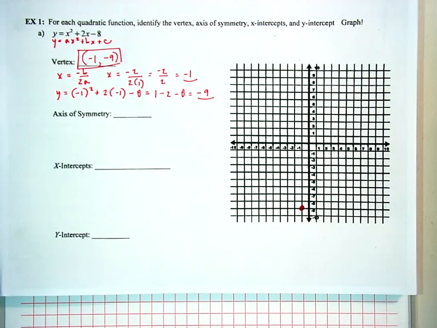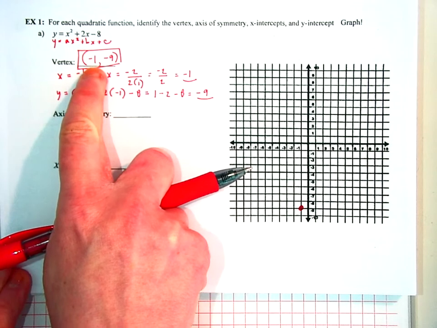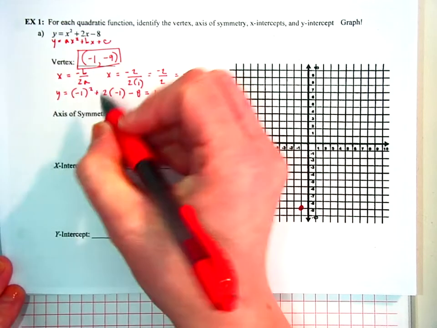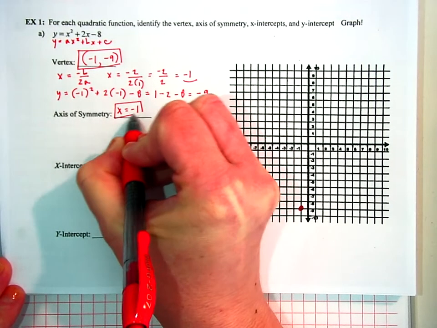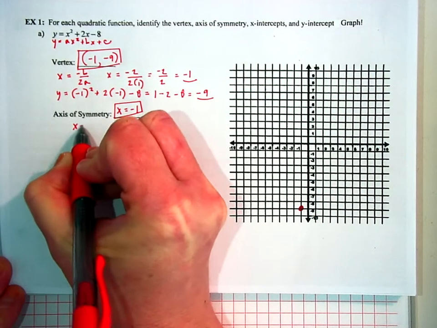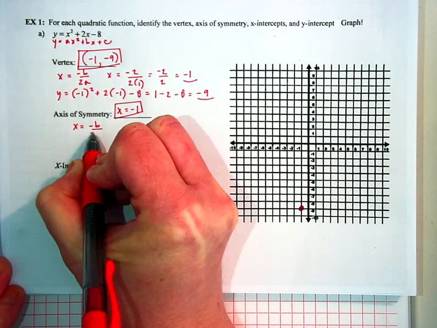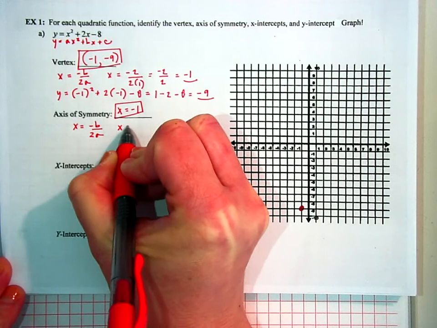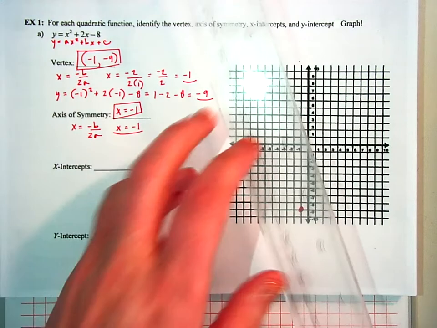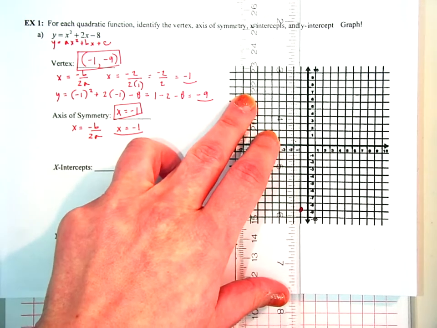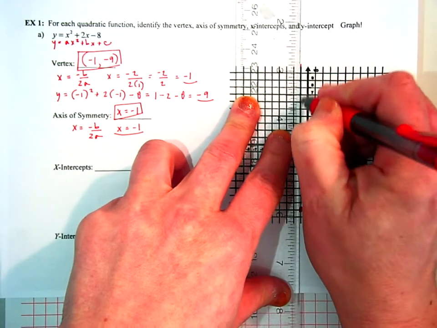Okay, the axis of symmetry, remember it's always a vertical line, and it's always going to slice through the vertex, so it's going to take this value right here. So x equals negative 1. Just to remind you, it's that same equation of negative b over 2a. We already solved for that, right? And we got that x equals negative 1. So if I add that, let me just find my ruler right here. If I add that line of symmetry, it goes right here.